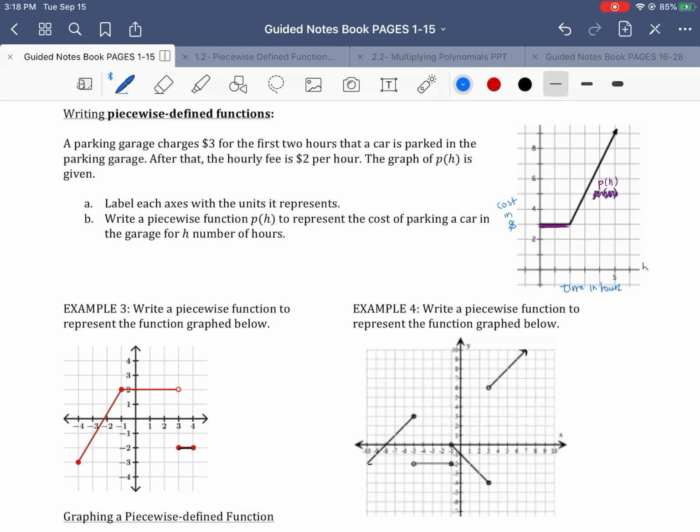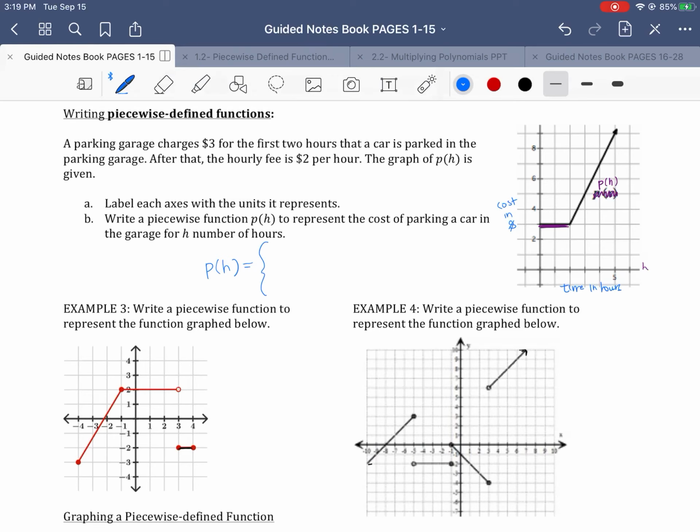So part B says write a piecewise function p of h to represent the cost of parking a car in the garage for h number of hours. So we start by writing p of h. We then do equals. This is an equation, right? So we need an equal sign, and then we draw a brace. The brace represents a set of functions that create this particular function.